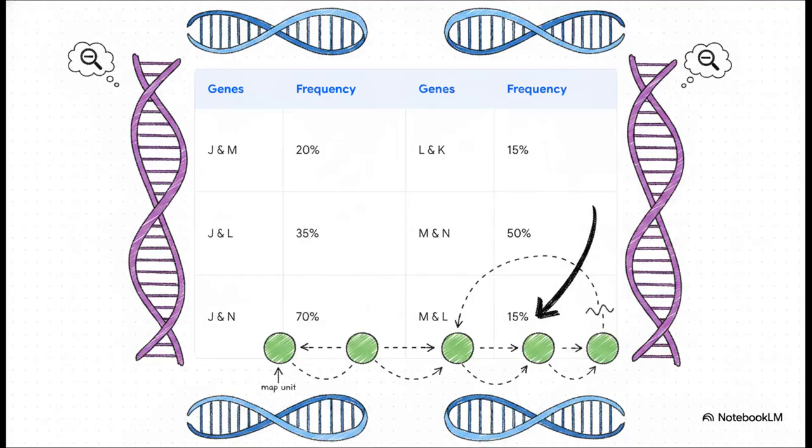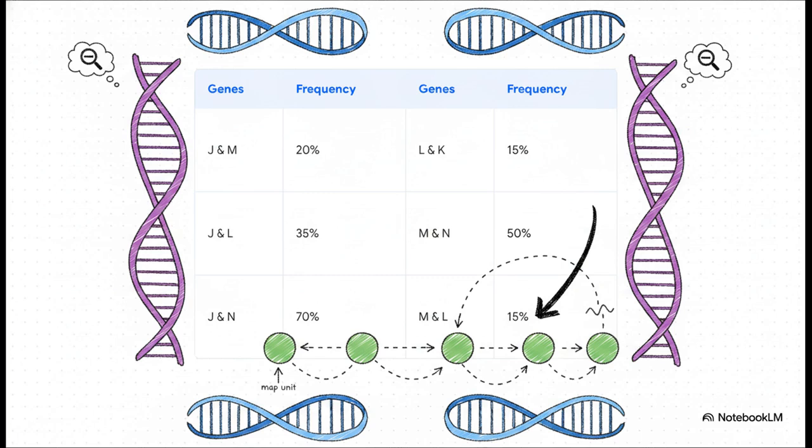The real beauty of this system is that the exact same logic applies no matter how many genes you throw at it. Let's briefly look at this larger 5-gene puzzle from the source material involving genes J, K, L, M, and N. It seems pretty daunting with all these percentages, but remember your rules. You always start with the largest value. Here, it's J and N at 70%.